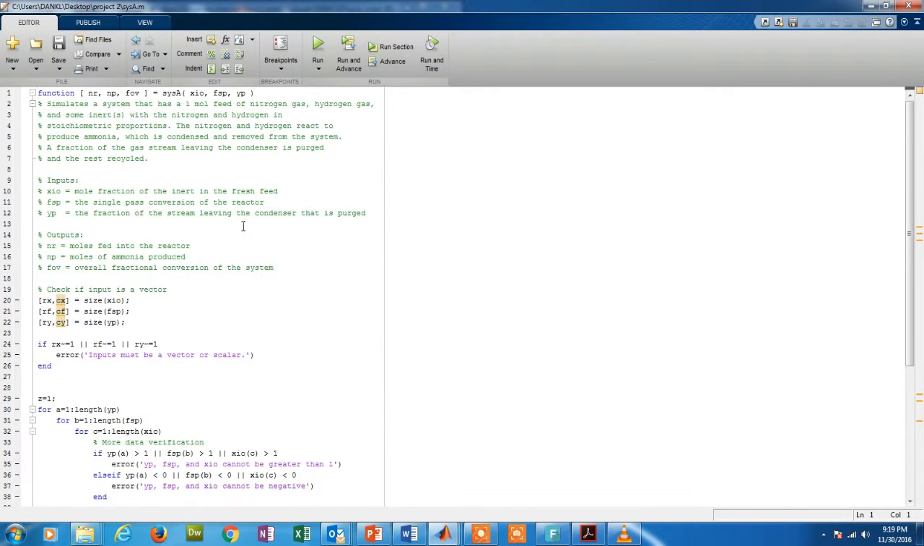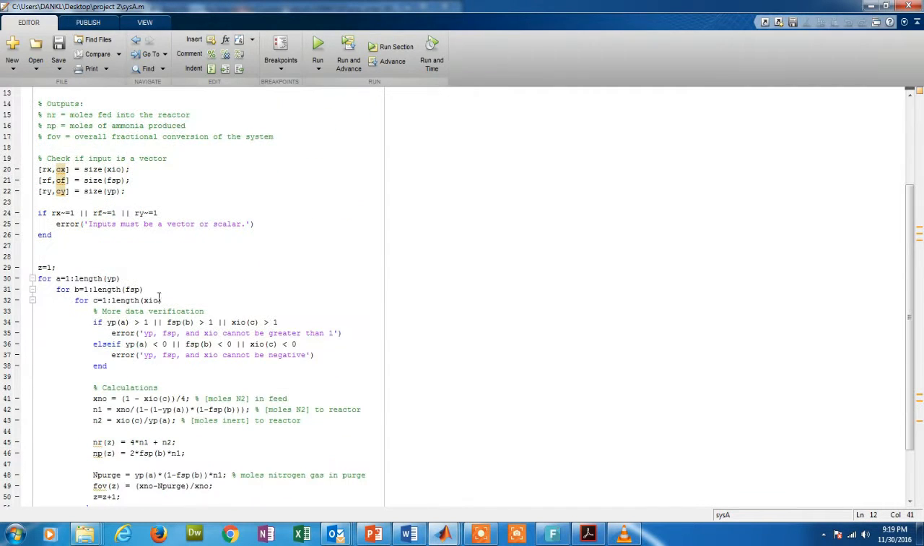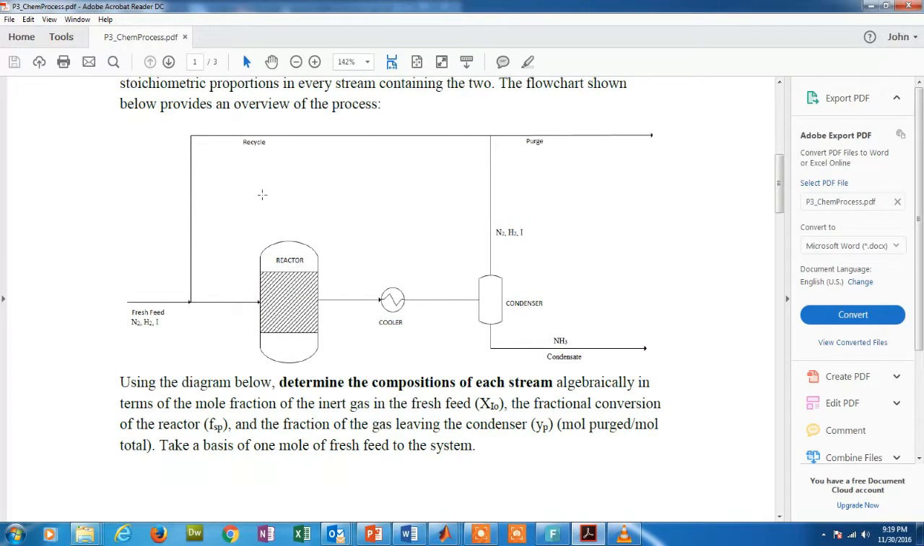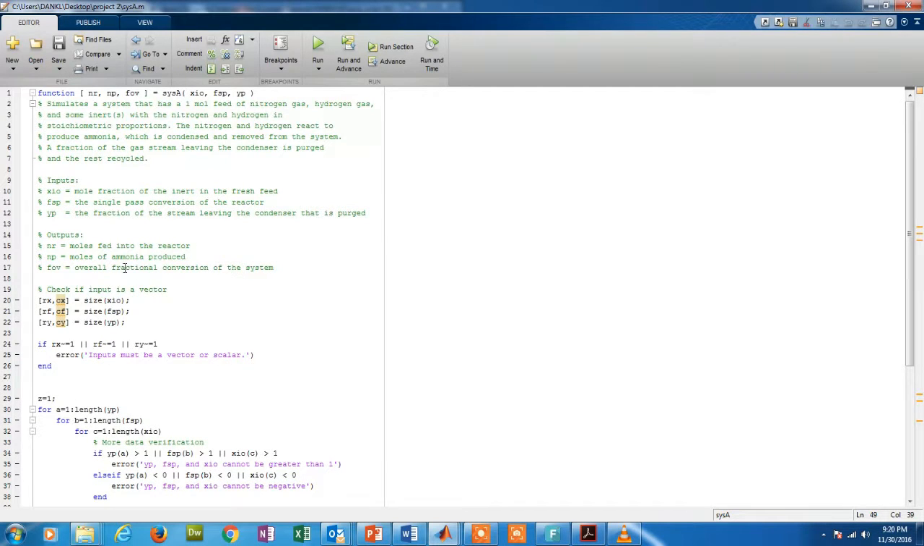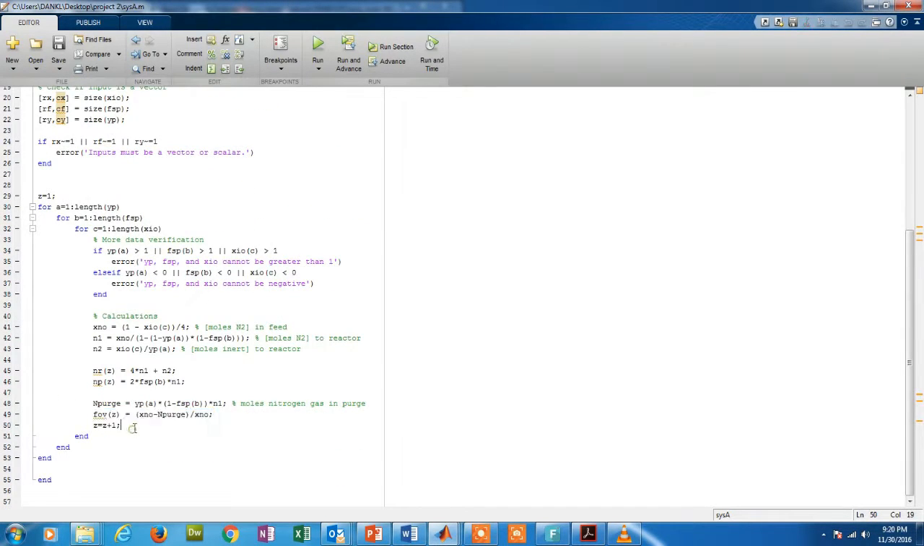And here we have the secondary function, which is task one, which is going to be the breakdown of the entirety of the process, everything from the fresh feed to the purge and recycle. It's going to break down all the individual components of what we looked at before, which was the entire system in and after the reaction. It again is going to calculate the moles of N2 fed, moles of N2 to the reactor, and moles of inert to the reactor. This afterwards will produce the amount purged and the overall fractional conversion of the system.